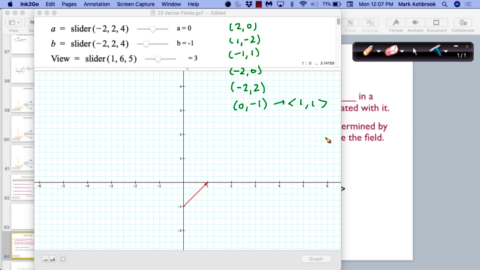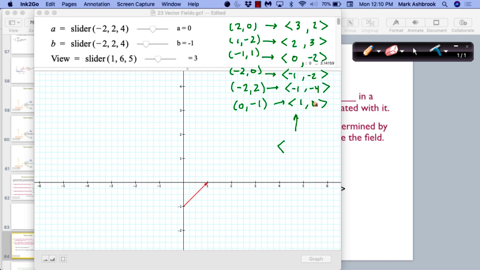How many people think they got it? Okay, just take another minute. You're trying to figure out what the x component is and the y component based on the coordinates. Are more people getting it? I thought it was plus x minus 2y, but it's not working. Okay, yeah, it's a little easier than that.